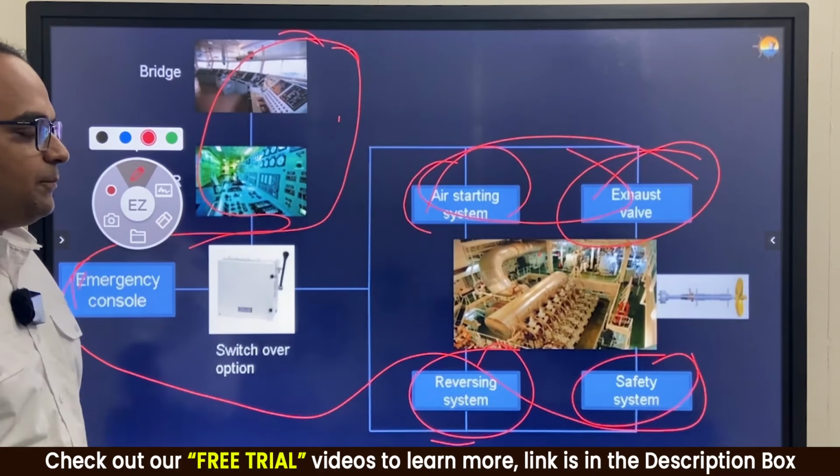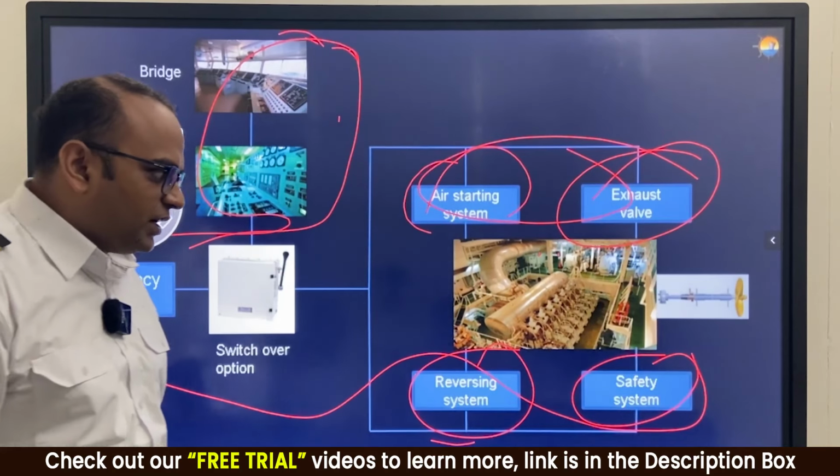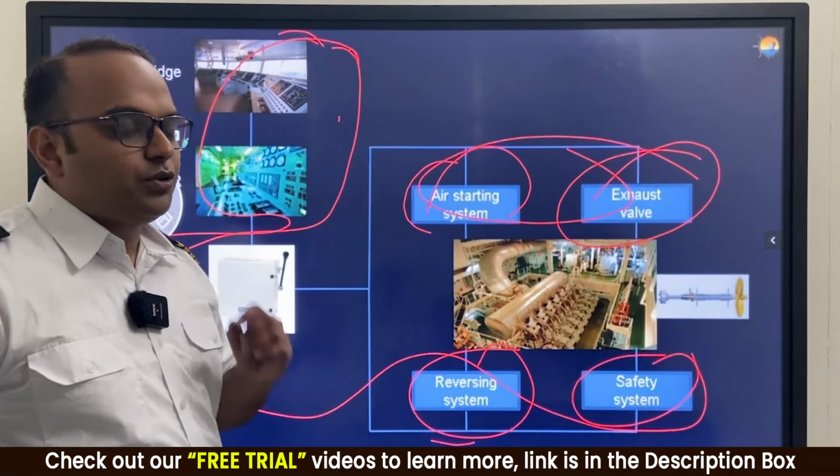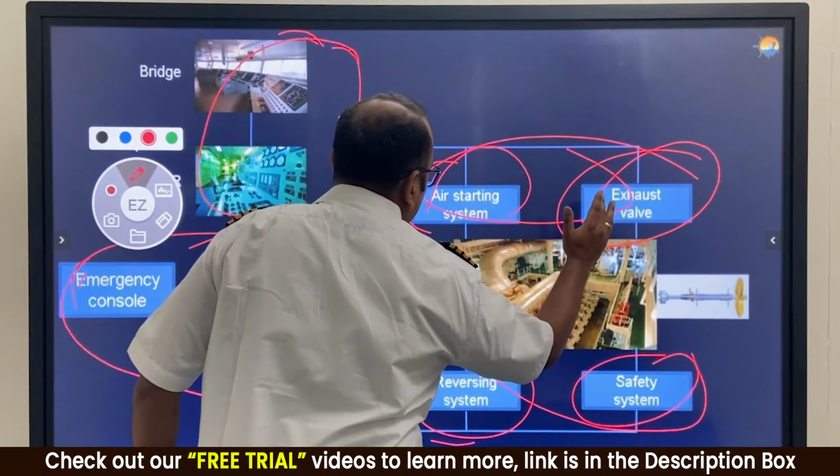Okay, and you have seen a glimpse of the pneumatic chart. So it is connecting all the major systems with the help of those pneumatic pipelines and circuits.